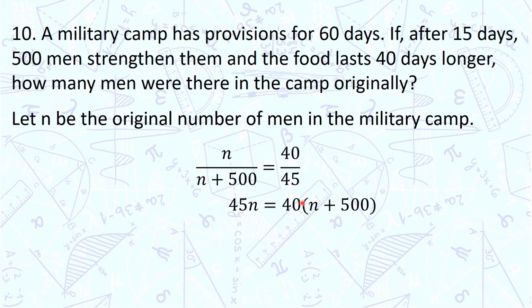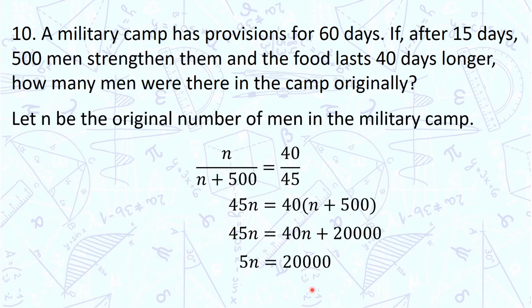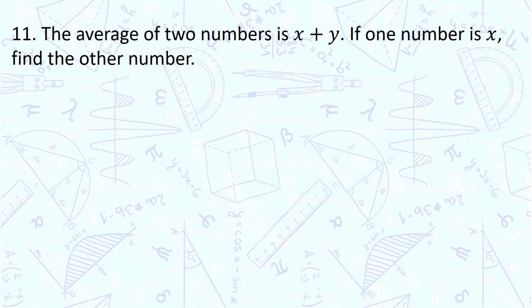Next, let us cross multiply this. We'll have 45 times n. On the other side, we'll have 40 times the quantity n plus 500. So we have 45n is equal to, by distributive property, 40 times n plus 40 times 500, that is 20,000. Subtract 40n from both sides, 5n is equal to 20,000. Therefore, n is equal to 4,000 by dividing both sides by 5.